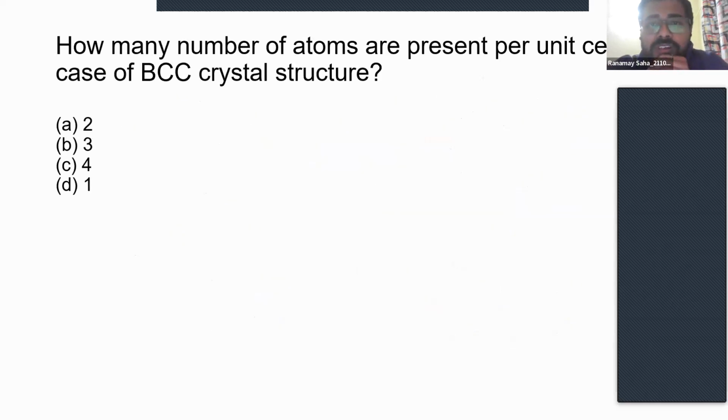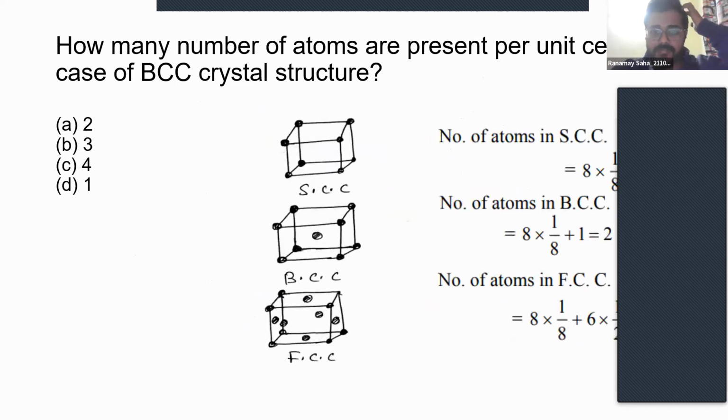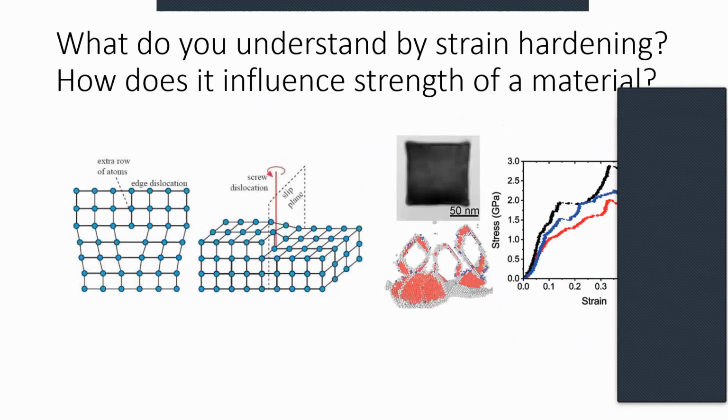So how many atoms are present per unit cell in case of a BCC crystal structure? 2. Cool. And in FCC, do you know? 4. You know how to find out those things, right? Yes, sir. Okay. So this is an interesting topic called strain hardening. Are you exposed to the strain hardening process?